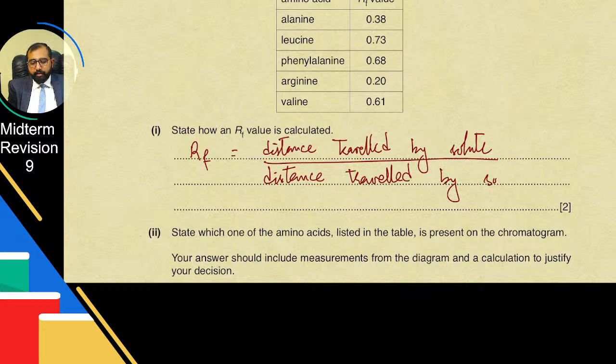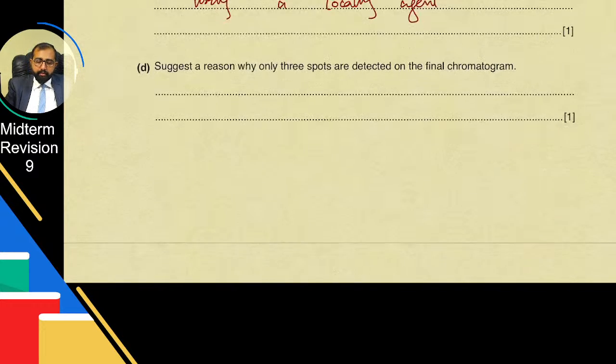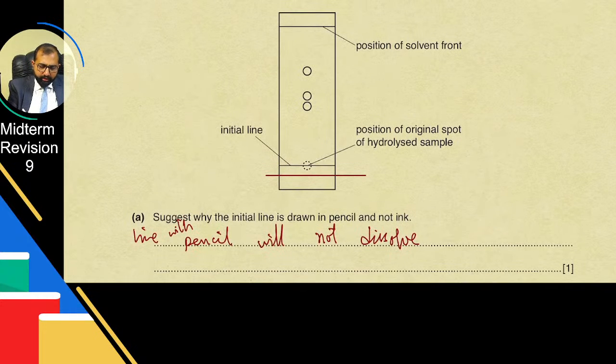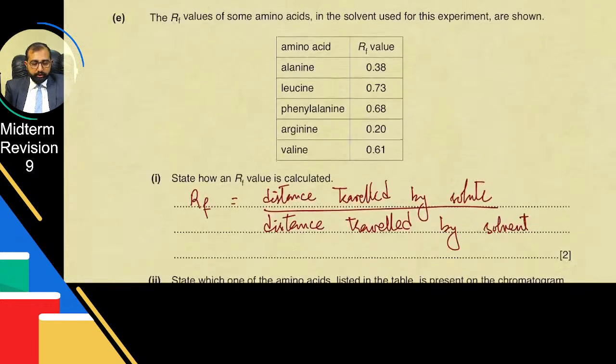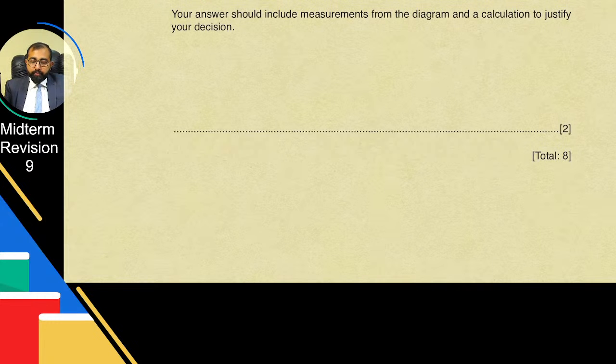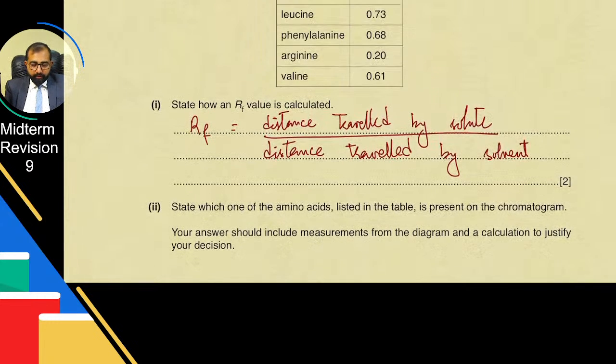by solvent. Now, if I were to show this on a diagram, then the solute is basically, let's suppose I want to figure it out from this point, then it is this distance divided by this whole distance. So if this was A and this was B, my Rf value for this point would be A over B. Every point will have its own Rf value and every different substance will have its own Rf value. Okay, state which one is present on the chromatogram out of these.